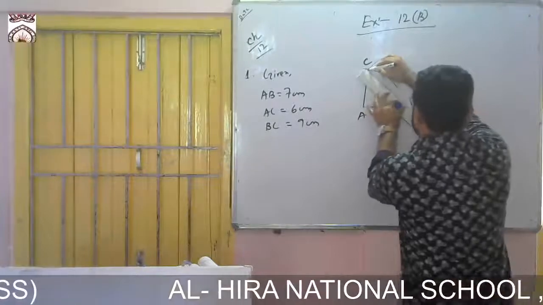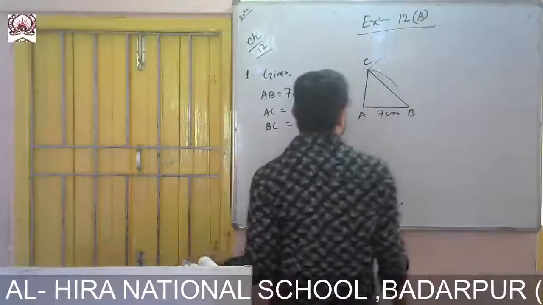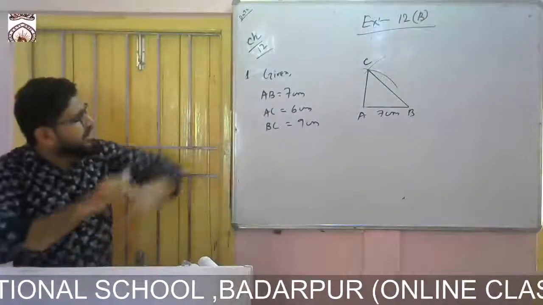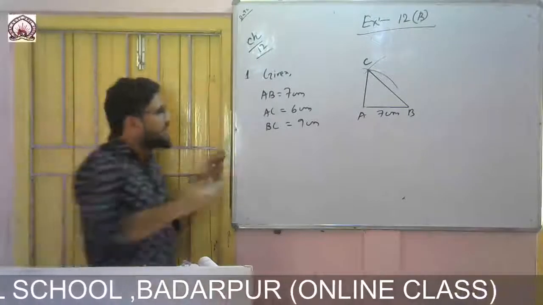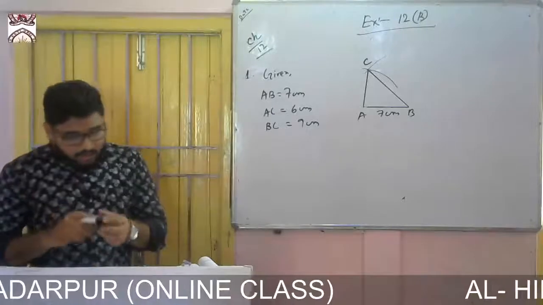Okay. So this is the required construction we have done. This is the triangle. Understood? Now what?